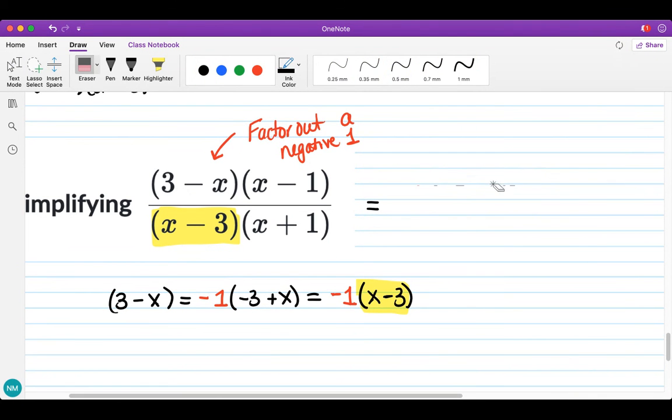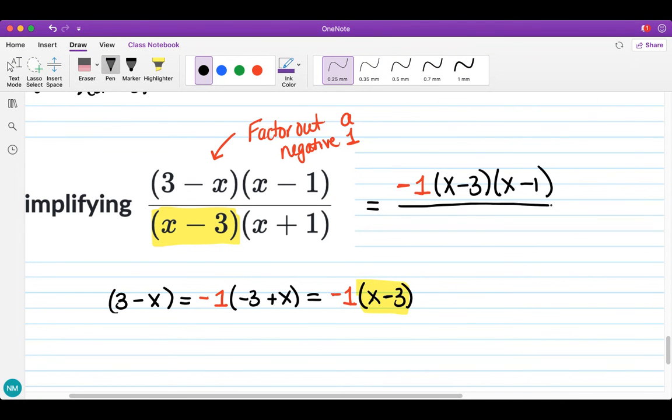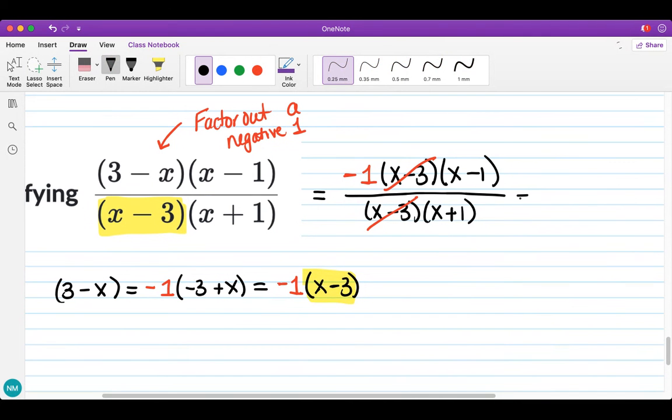So I end up getting -1, x minus 3, x minus 1 on top, and then x minus 3, x plus 1 on bottom. And then what cancels out? These two cancel out, and I get negative x minus 1 over x plus 1.